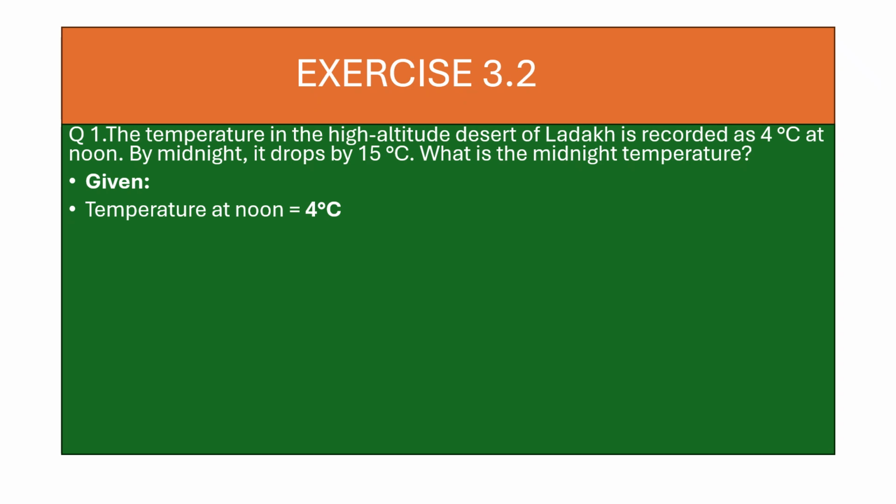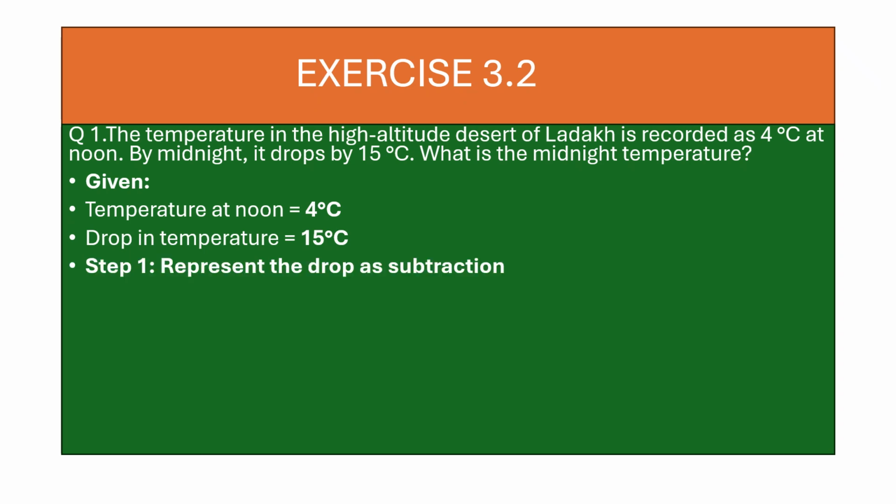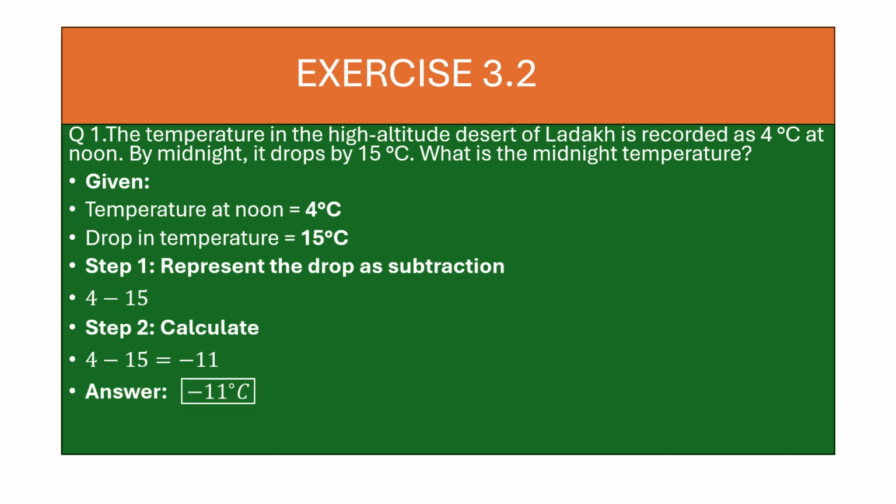Now what is given here, children? Temperature at noon is 4 degrees Celsius. Drop in temperature recorded is 15 degrees Celsius. Now what is the midnight temperature? So in this, 4 minus 15 will be the answer, that is minus 11. So 4 minus 15 is equal to minus 11, and that is the midnight temperature.